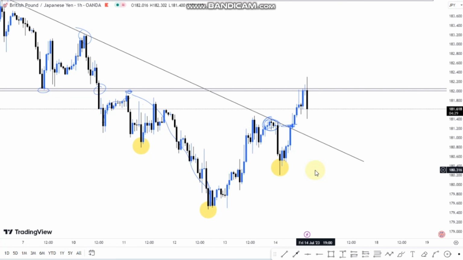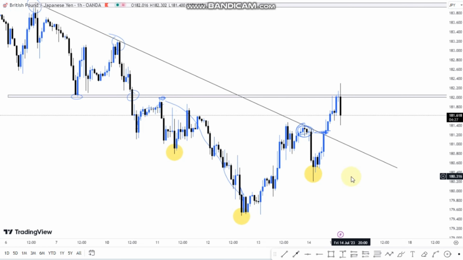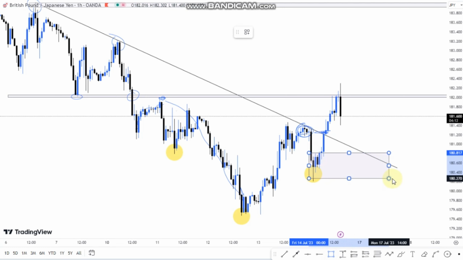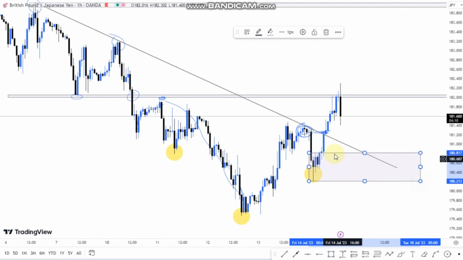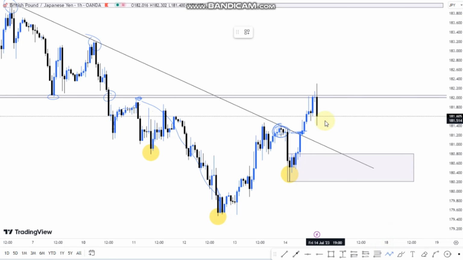So we have that inverse head and shoulder, and this was a change of market structure around these areas here. So we expect some pullbacks until the point of interest, POI, which I suggest will be around those areas. We mark an order block. I highly expect something like this.